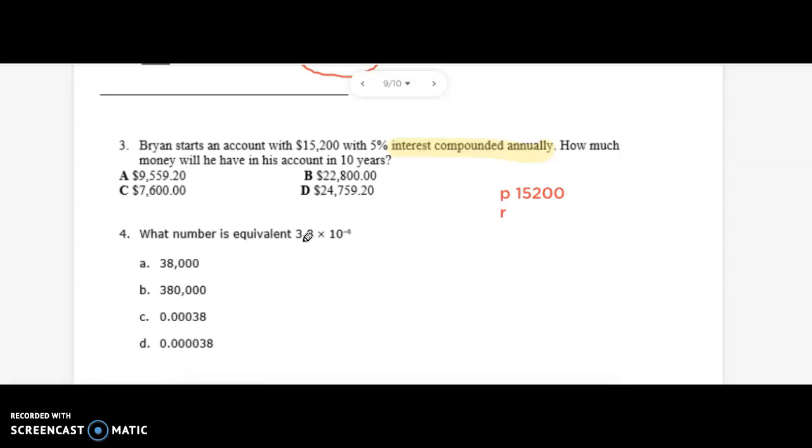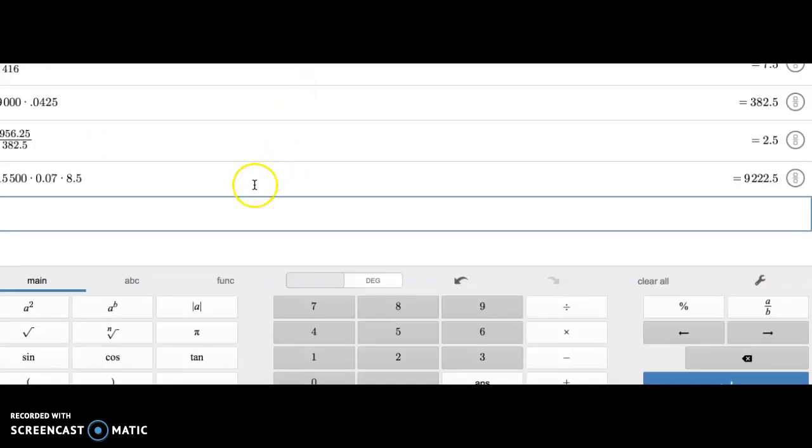All right, so now I'm going to go ahead and put this into our formula, which is A equals P parentheses 1 plus R raised to the power of time. So that will be the 15,200 parentheses 1 plus 0.05 close parentheses, and we're going to raise that to the 10th power. All right, and we're now going to go to our calculator and perform that math. So we have our 15,200.